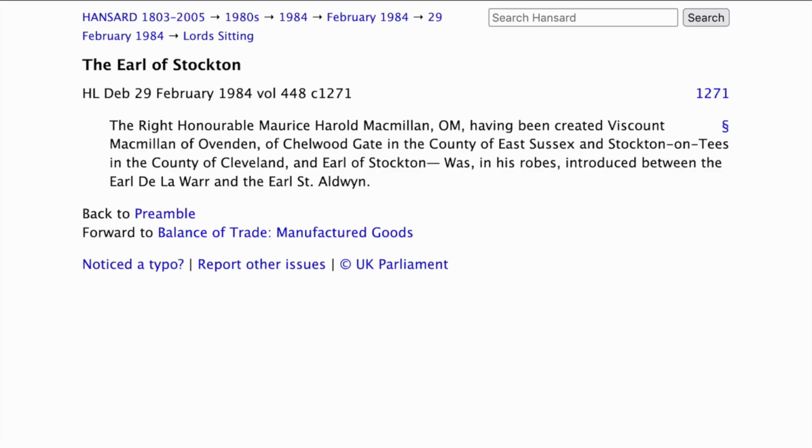The third person was Harold Macmillan, former Prime Minister, given the customary earldom. Style, dignity, title and honour of Earl of Stockton unto him and the heirs male of his body lawfully begotten and to be begotten.